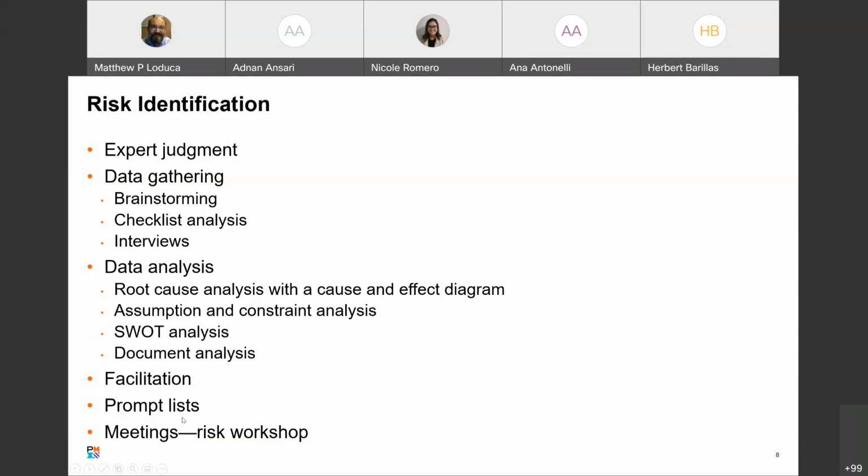Assumptions and constraint analysis. A lot of times our risk comes from assumptions. If we assume that we're not going to have rain, well, there may be a risk of rain, so a lot of those kinds of things will show up in our assumptions and our constraints. And then facilitation, there's another more risk identification. We facilitate how we do that.